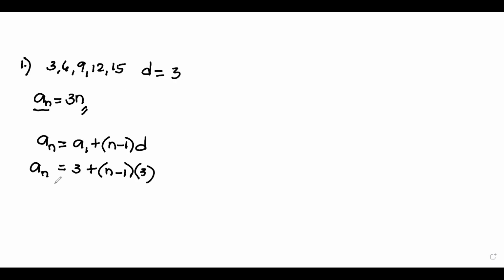Then simplify it. So we will have 3 plus 3 multiplied by n is 3n, and 3 multiplied by negative 1 is negative 3. So 3 minus 3 is 0. So we will have a sub n equals 3n. So if the given is an arithmetic sequence and you are asked to find the general rule for the given sequence, you need to use, of course, the general rule for arithmetic sequence.